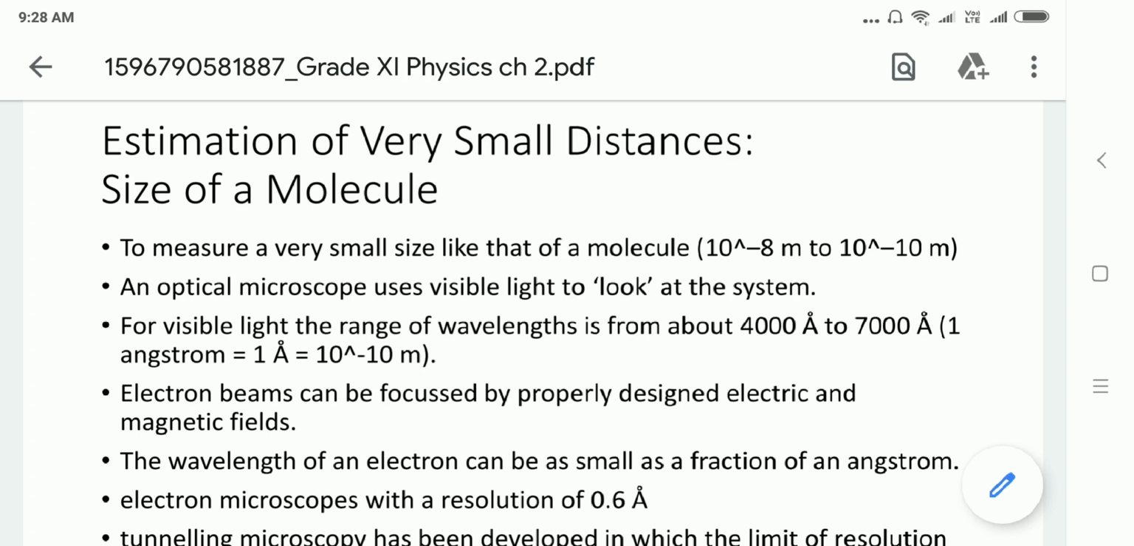through our eye lie within this range of wavelength. The rainbow which is visible to us, all the colors of the rainbow are also available within this range of wavelength. Red color has the maximum wavelength and violet color has the minimum wavelength.